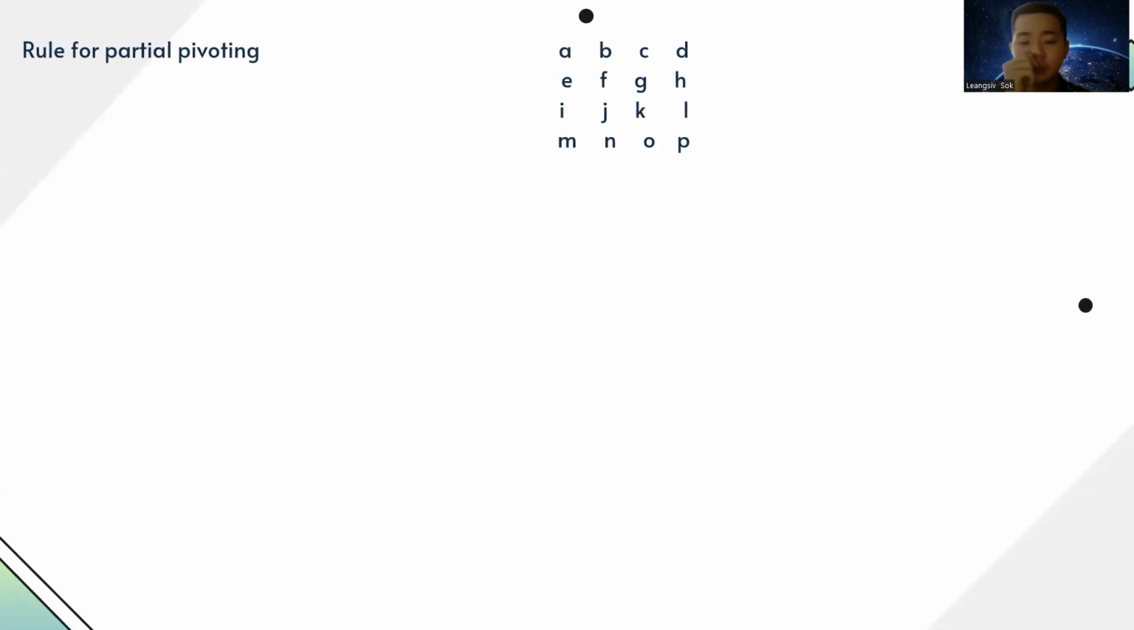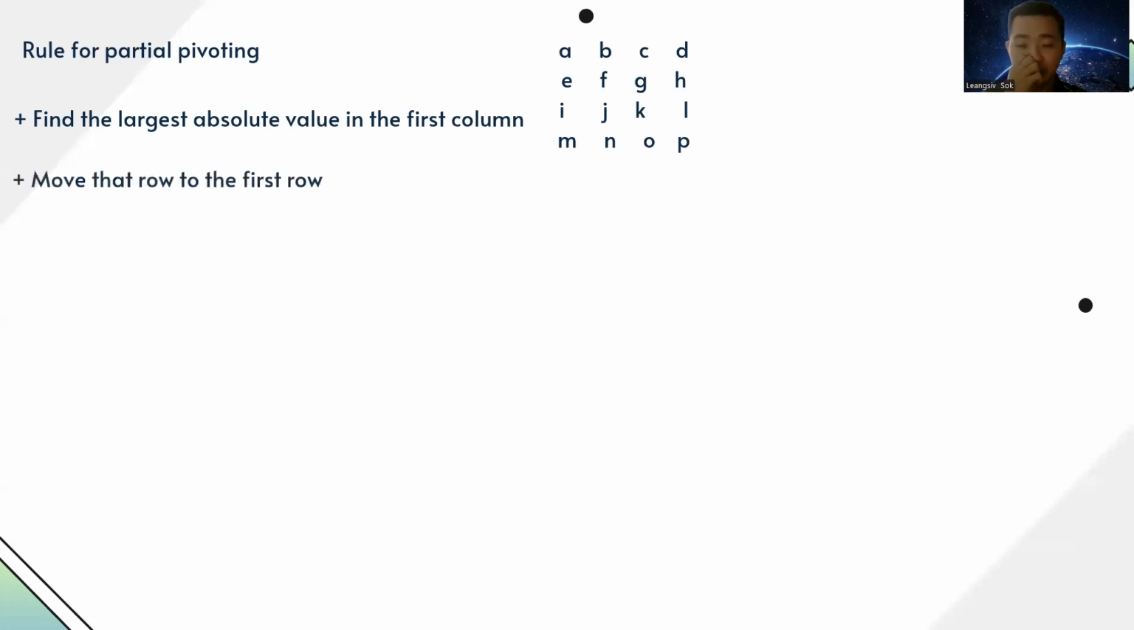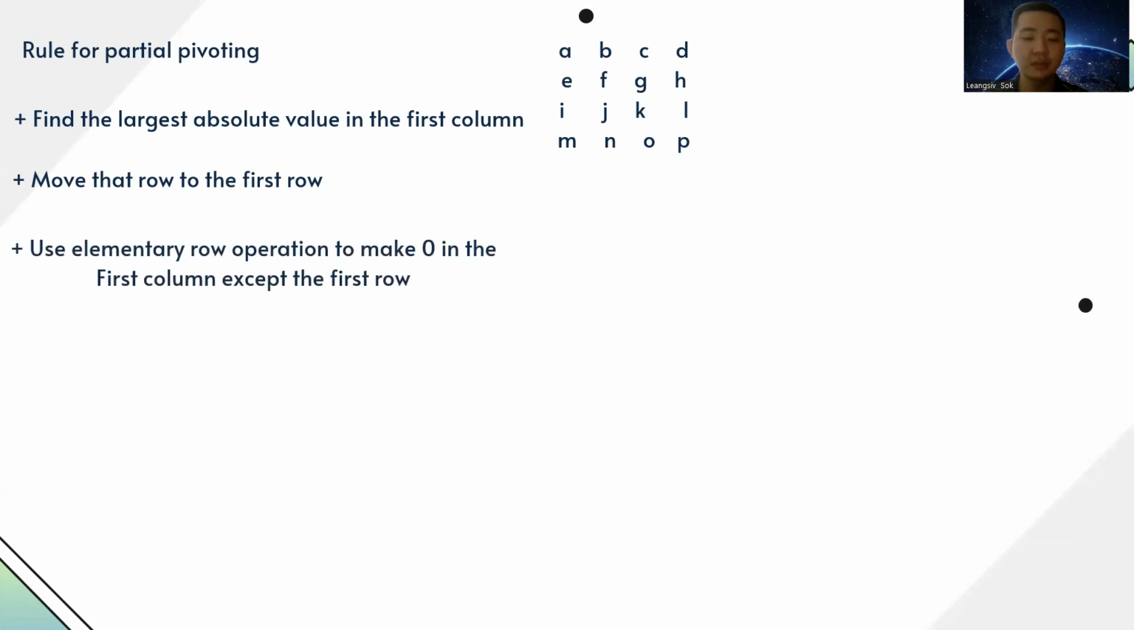Now let's talk about some rules for partial pivoting. The best solution is first to find the largest absolute value in the first column, which is A, E, I, and move that row to the first row. For example, if A is the largest absolute value, it stays the same. But if I is the absolute largest value, we move I up, which is a row interchange. Next, we use elementary row operations to make 0 in the first column, except the first row, which we already moved the largest to the top. And the remaining 3 are 0.